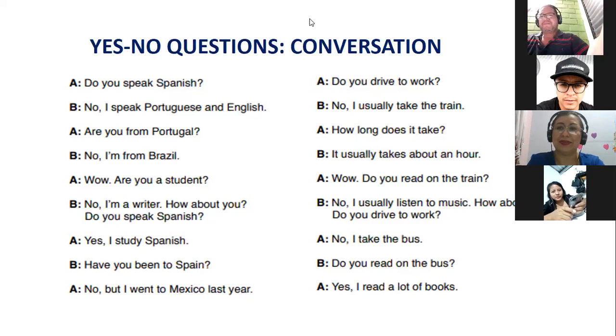Okay. Seguí con la voz. Perfecto. Do you drive to work? No, I usually take the train. How long does it take? It usually takes about an hour. Whoa. Hour. Sí, la S, hour. Do you read on the train? No, I usually listen to music. How about you? Do you drive to work? No, I take the bus. Do you read on the bus? Yes, I read a lot of books.